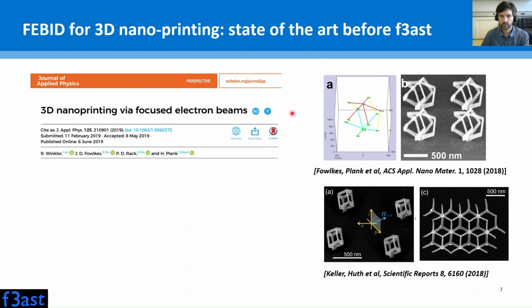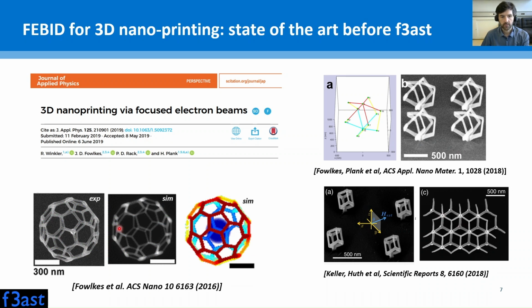And I would like to particularly highlight the works by Jason Folks and Harald Planck, as well as Michael Uth and his group, where they developed these two softwares that have similar capabilities, and where, as you can see, they were capable of fabricating really complex 3D nanostructures, but in all cases with nanowires interconnected at given vertices.